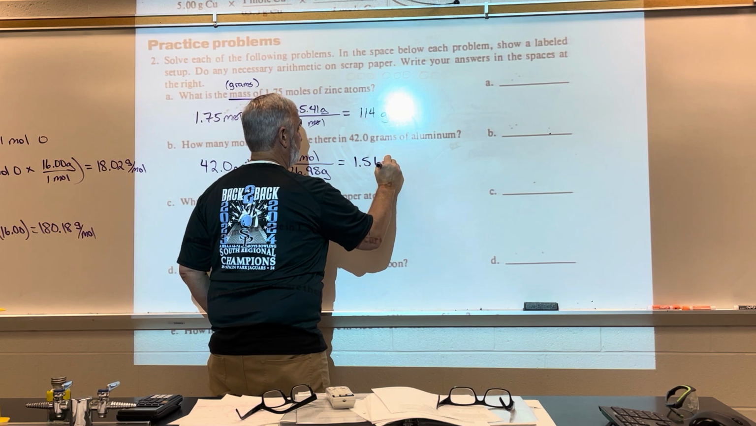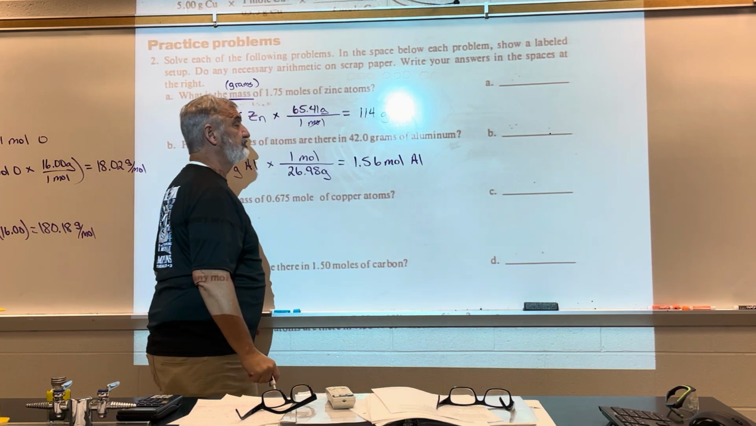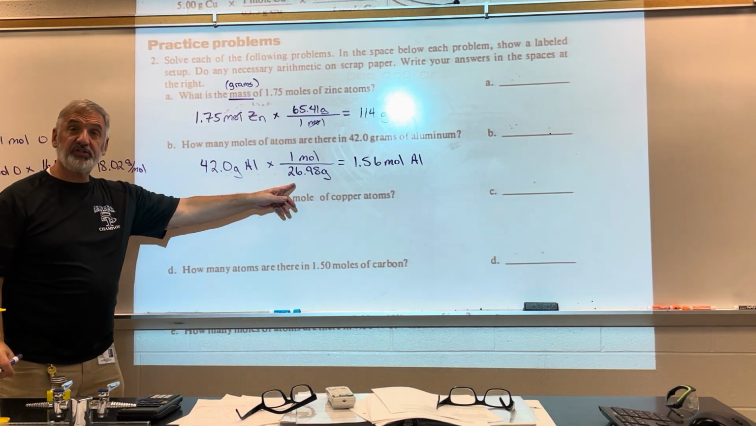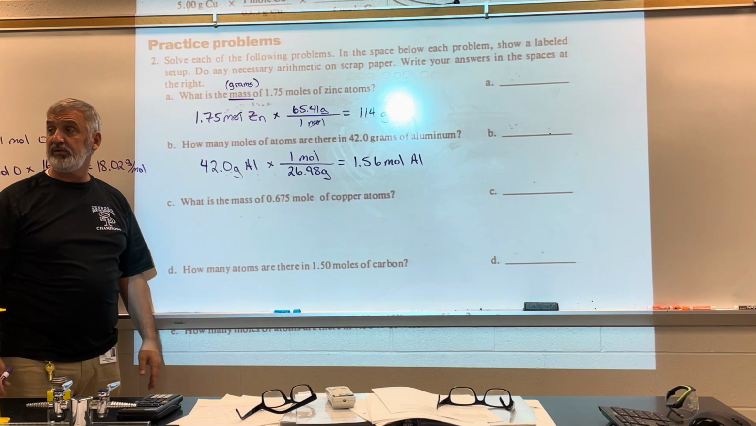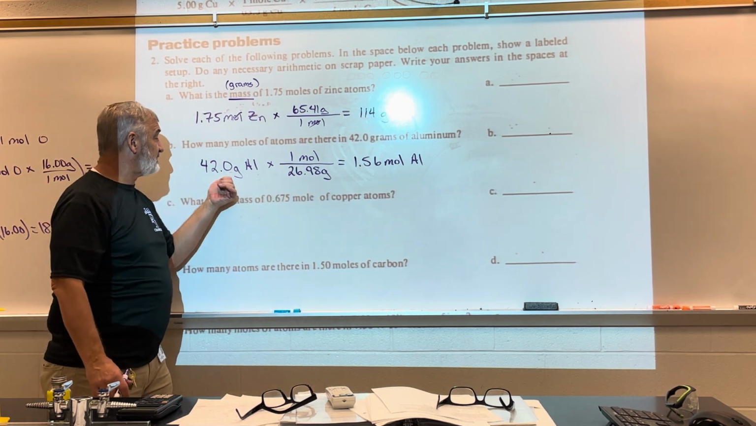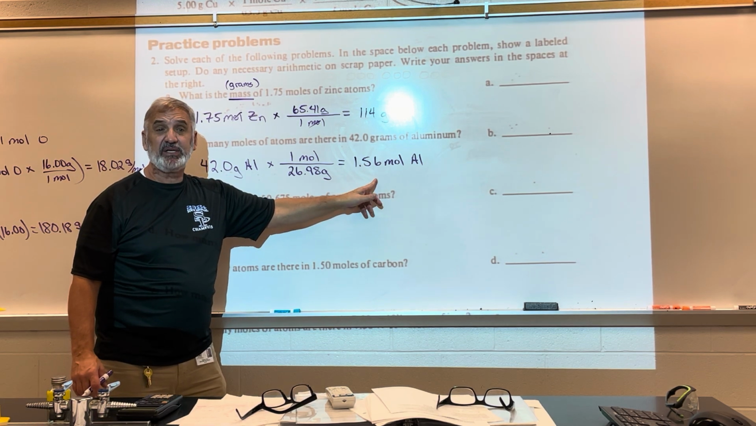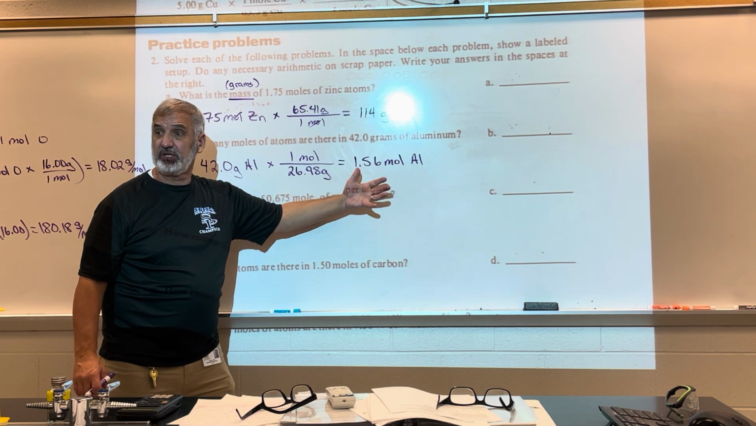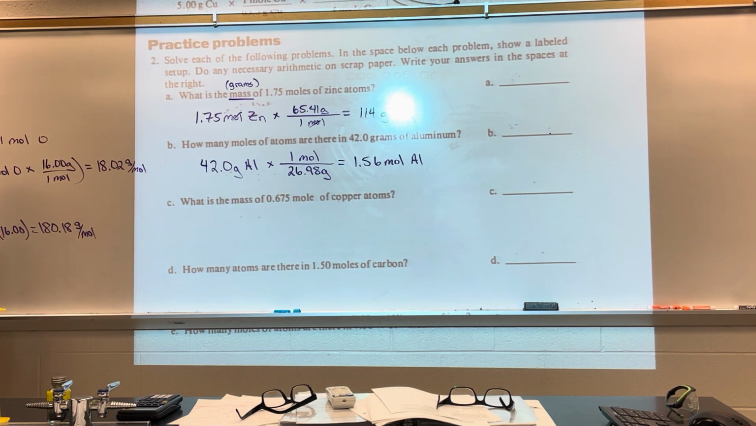That's moles of aluminum. Because 1 mole is 26.98 grams, so I have 42, so I know I have a little bit more than 1 mole. But see, again, this lets me know if I have this many grams, now I know how many actual atoms or molecules are there, because I can know how many moles there are, and I know how much is in each mole. So try to do C. Just do C right there on your own.